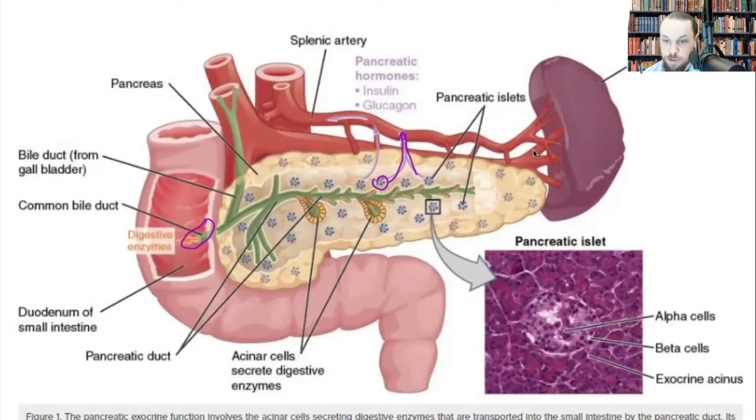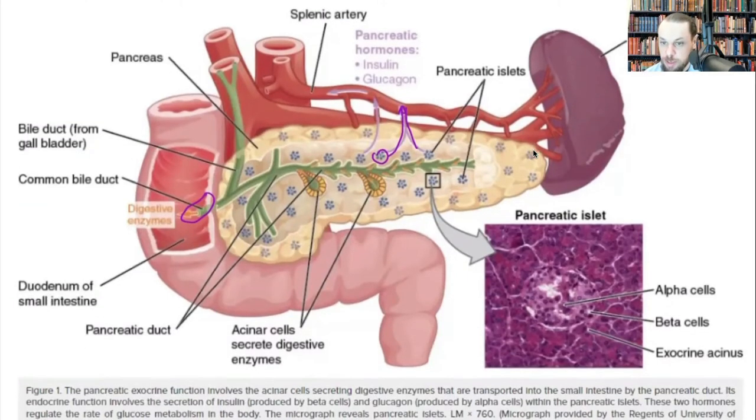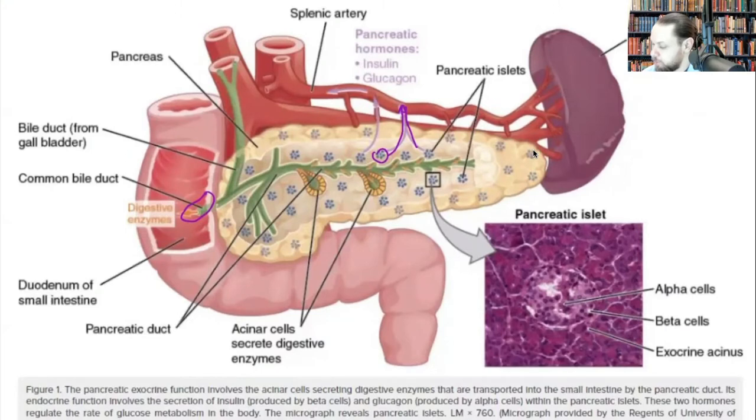So this is what we see shown here. This is just a microscopic picture of the pancreatic islet cells of Langerhans. It shows you the alpha cells, the beta cells, and basically their functions in the endocrine regulation of your glucose.